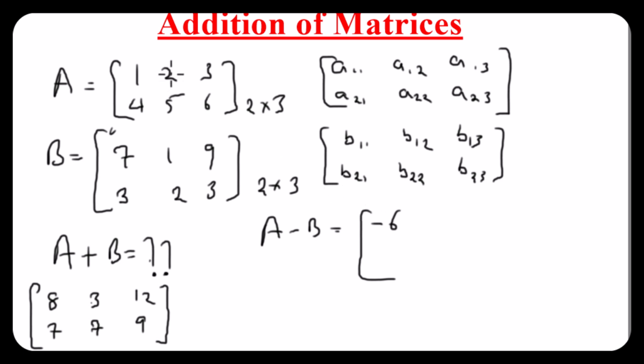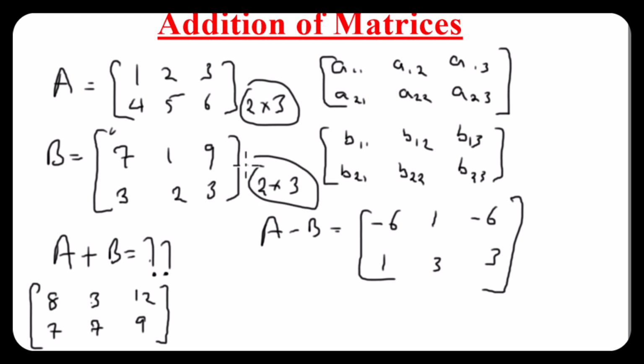Moving on to the second one. 2 minus 1, so that's 1. 3 minus 9, so that's negative 6. 4 minus 3, so that's 1. 5 minus 2, that's 3. 6 minus 3, that's 3. So this is my A minus B. Quite easy, isn't it? So just remember, before you can add matrices together or subtract matrices from each other, you must make sure that the orders are equal. So the order has to be the same. Once the orders are the same, then you're free to add them.